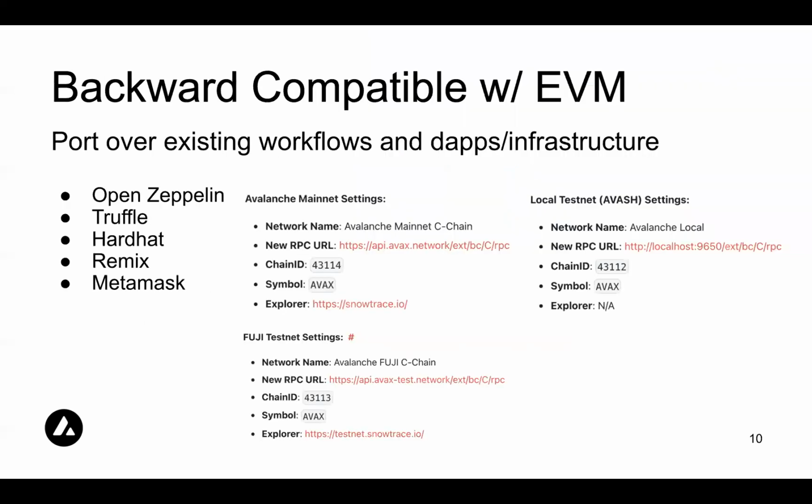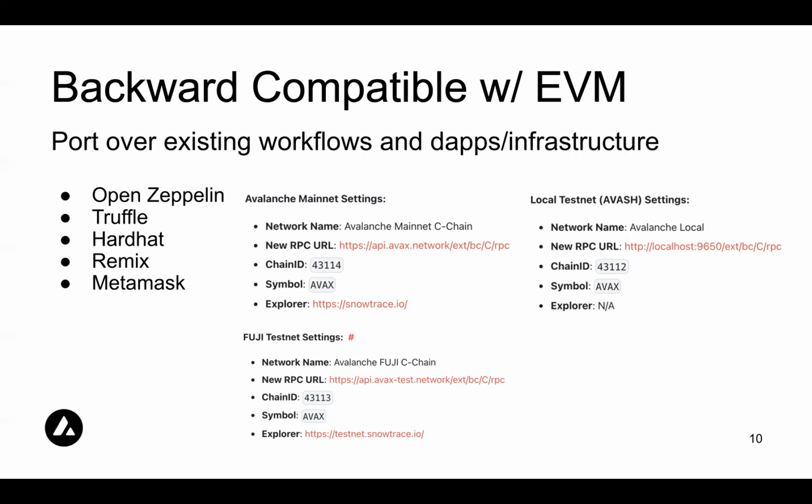One of the reasons for Avalanche's meteoric rise in the last year has been that our C chain is 100% backwards compatible with existing EVM developer tooling and workflows. And so devs just need to add Avalanche as a new network to their existing workflow, and things just work out of the box.